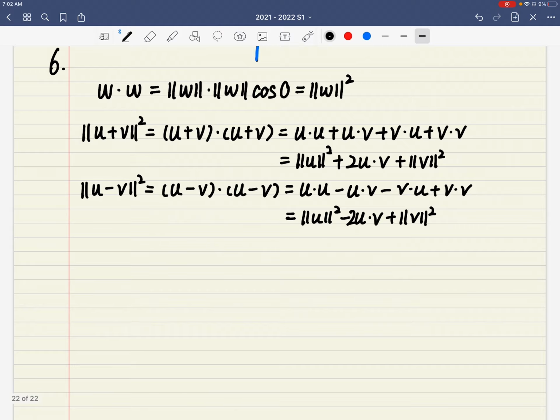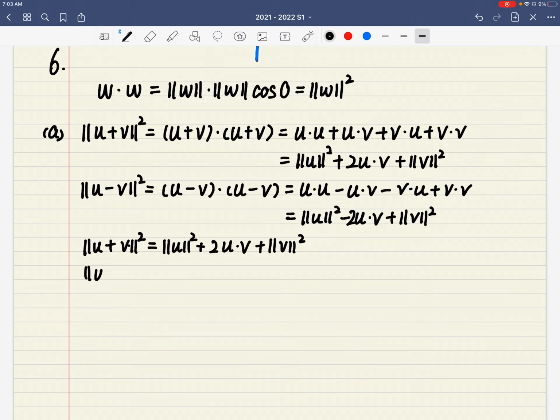Then prove that U dot V is a quarter of something minus a quarter of something else. So let's put these two equations together. The length of U plus V squared is equal to this, and the length of U minus V squared is equal to this.